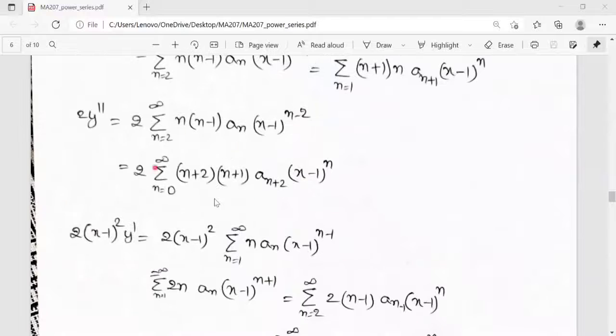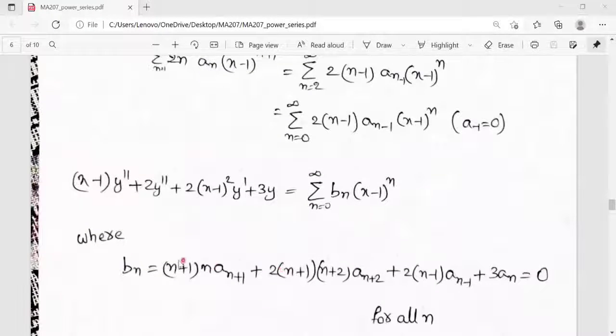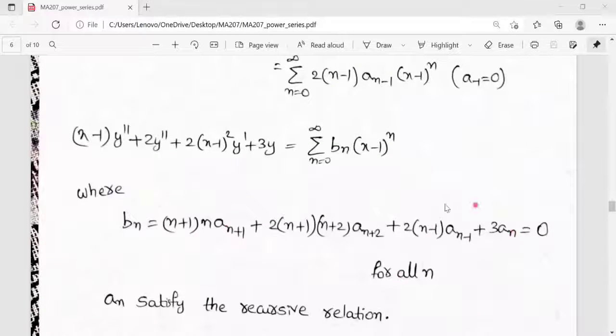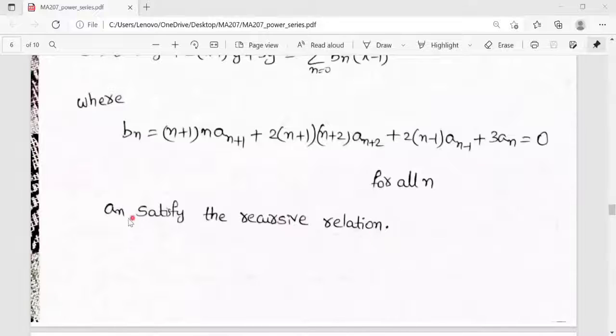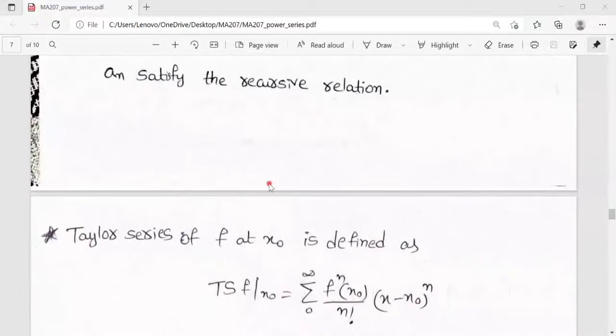Each term we will take like this, and finally the whole equation is equal to a power series, and the coefficient is the sum of the coefficients. This should be equal to 0 because we are solving this equation equal to 0, so each coefficient is 0, and we will set this equal to 0. We can find the an satisfying this recursive relation. Any an satisfying this relation will be the solution for this equation. Okay, thank you.